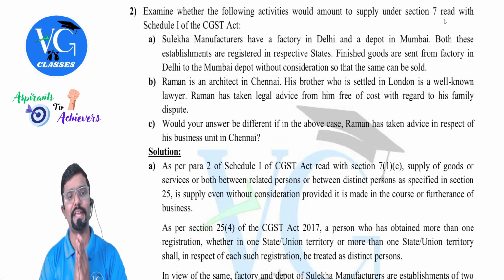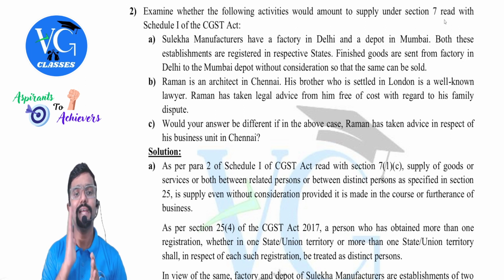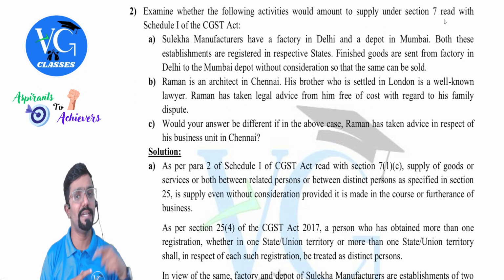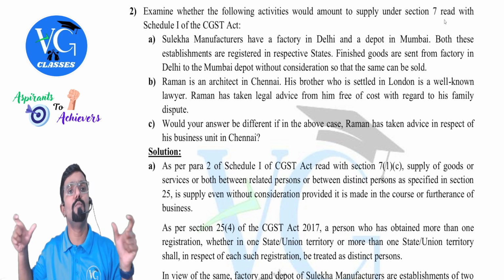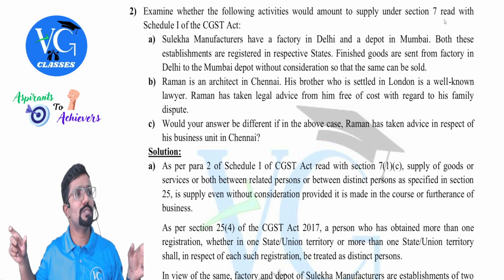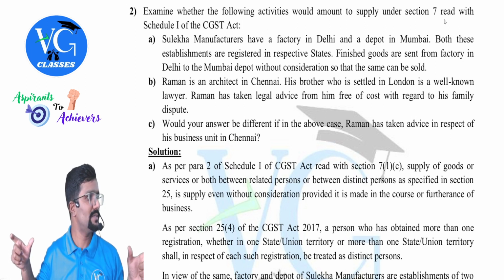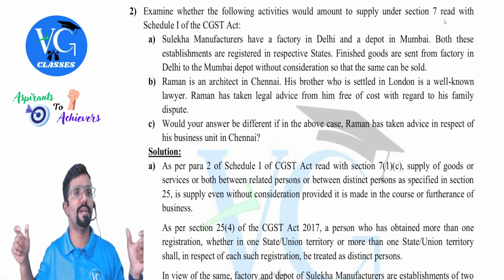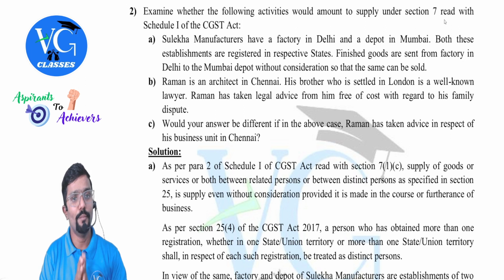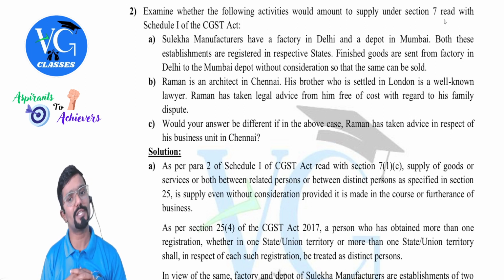First, pay attention. You can take down later. First, Suleka manufacturers have a factory in Delhi and a depot in Mumbai. As soon as you read this, something has to strike your mind. What is it? Distinct person. Why so? Different state, different registration. Both these establishments are registered in respective states.